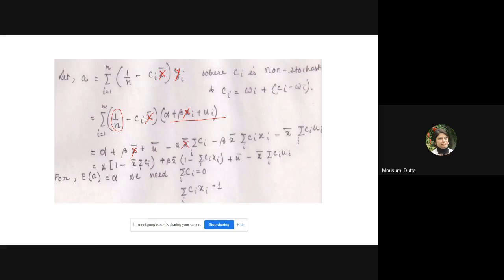Minus beta x bar summation ci xi. If you have any problem at any value, please let me know.